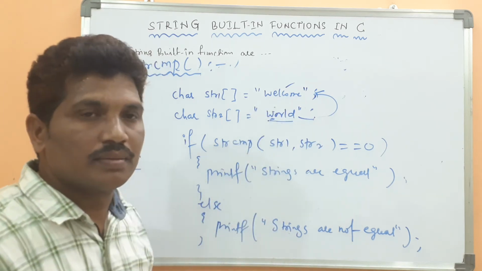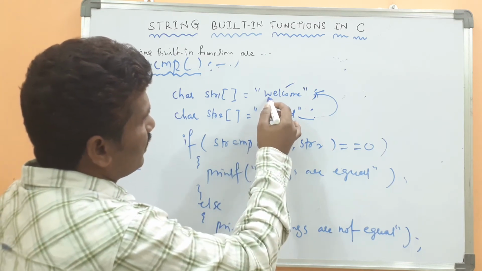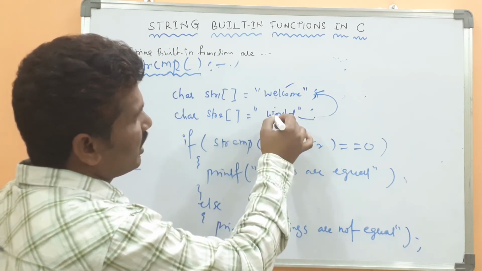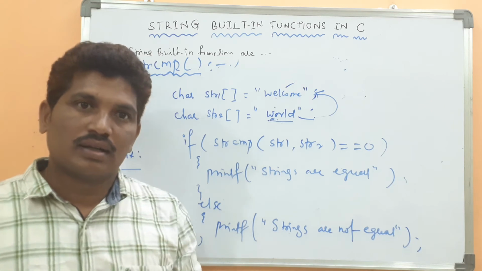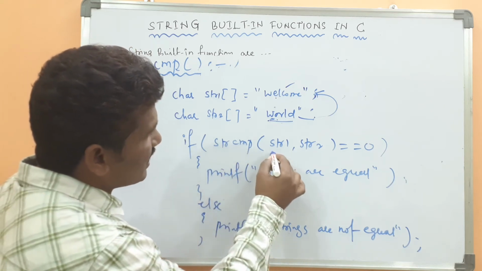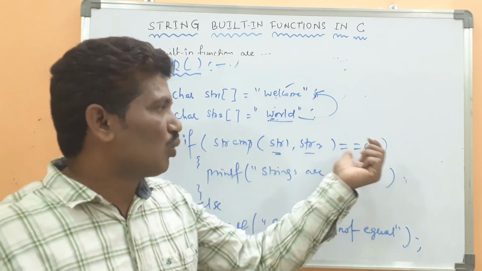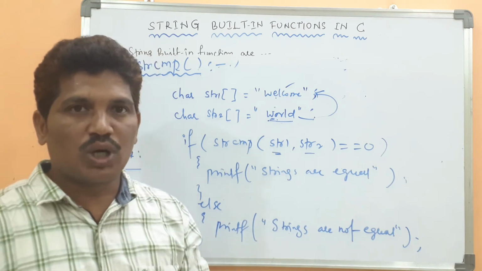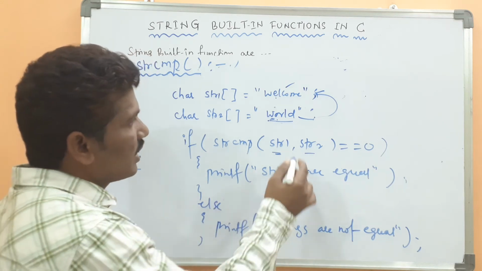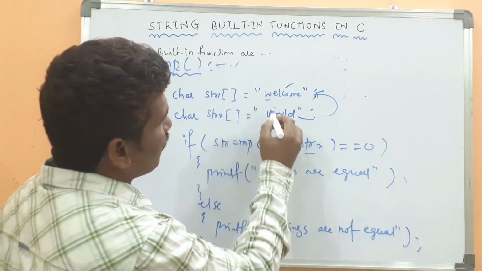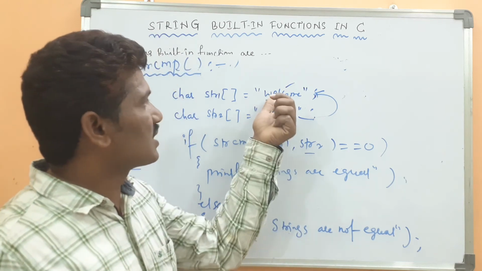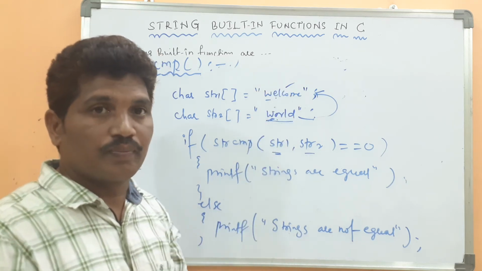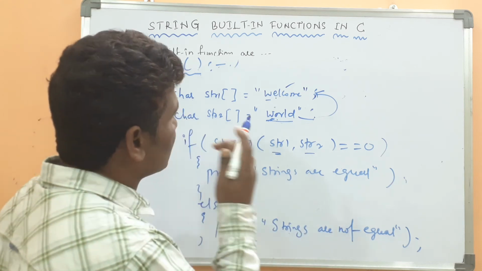Welcome world. The first character in the first string is compared with the first character in the second string. The second character in the first string is compared with the second character in the second string. If both are equal, it returns 0. Otherwise, it returns another number. In the first string W and in the second string W, both are equal, there is no problem. We move on to the next character.